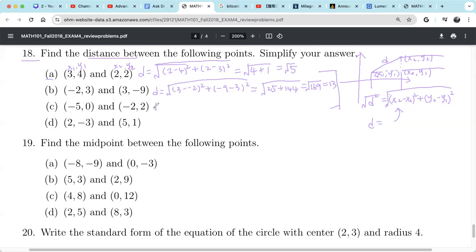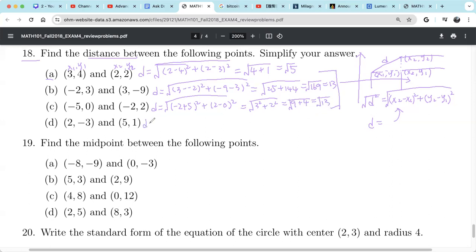Okay, let's see C. We do the same thing. Negative 2 minus negative 5 becomes negative 2 plus 5, squared, plus 2 minus 0 squared, then square root. So negative 2 plus 5, 3 squared, plus 2 squared. 3 squared is 9, 2 squared is 4. So we get the square root of 13. We keep it as the square root of 13 because it cannot be simplified.